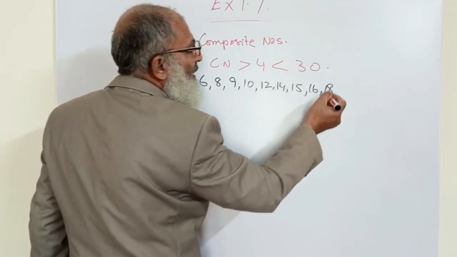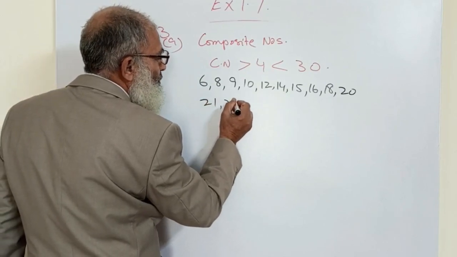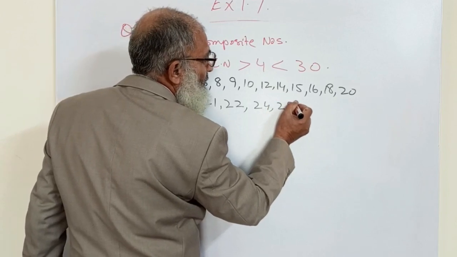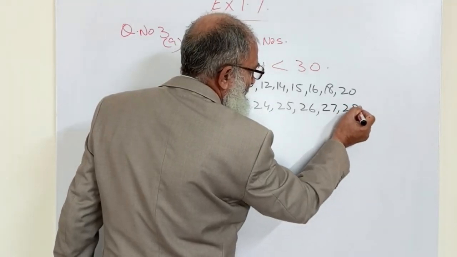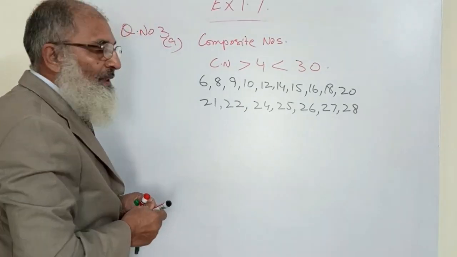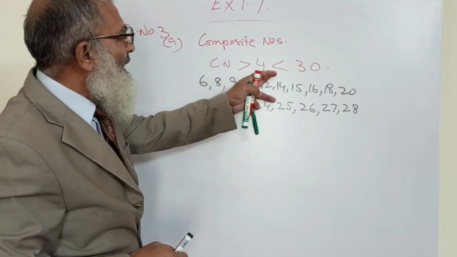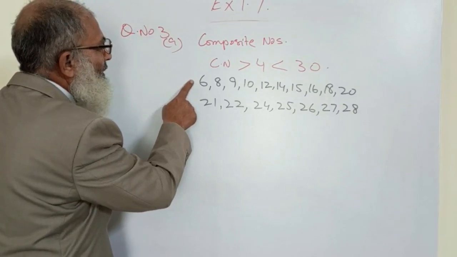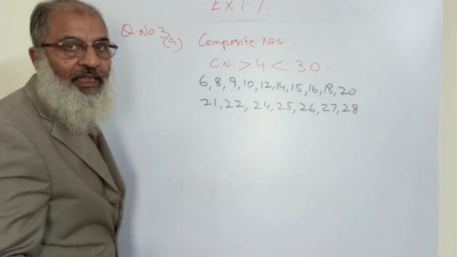17 and 19 are prime numbers. 20, 21, 22, 23, 24, 25, 26, 27, 28. Now these are the numbers which are composite numbers and greater than 4 and less than 30. Greater than 4 and less than 30, because 29 is again a prime number.